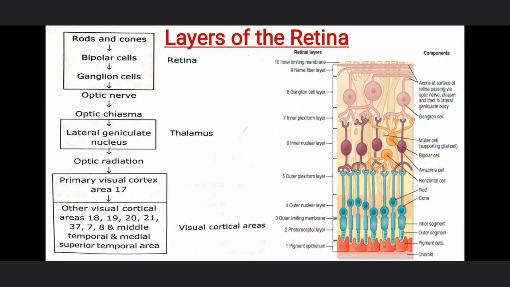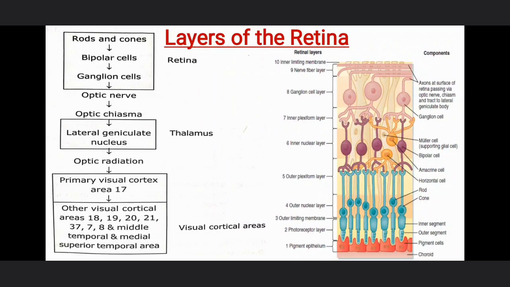The right sided one is the 10 layers of the retina. Light has to pass all the 10 layers and finally reach the layer of rods and cones. In the visual pathway, see the left side one, the rods and cones communicate with the bipolar and ganglion cells, and these all are part of the retina.